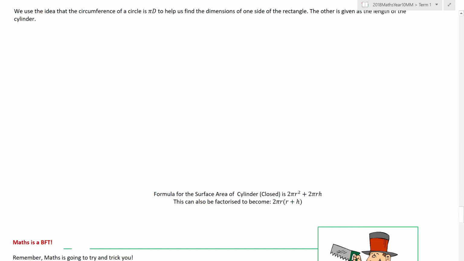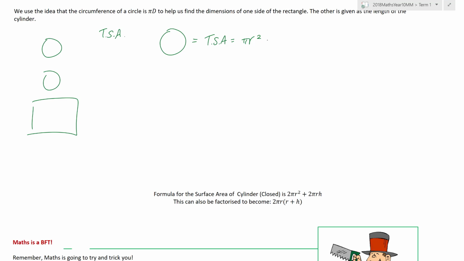So, how do we now use this to find the total surface area? If we remember, we have two circles and a rectangle, and we want the total surface area. So what's the surface area of a circle? The surface area of a circle, thankfully, is pi r squared. So find the radius, square it, and multiply by pi. But we've got two circles. So the total surface area of the circles, when I add those together, can be simplified as 2 pi r squared.